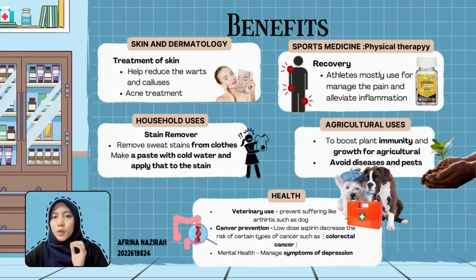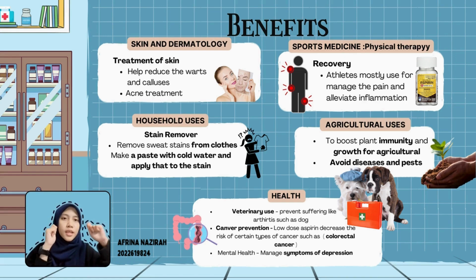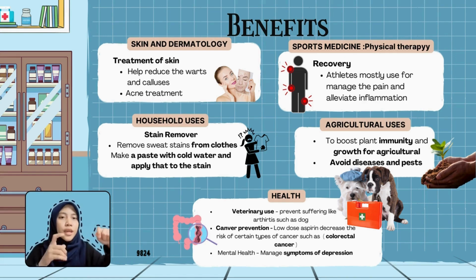Finally, aspirin can also be used in household chores as a stain remover, especially for clothes. So, do you know how to remove a stain from clothes? Here is the tip. Add some aspirin and mix it with cool water, and apply it at the spot that has a stain on it. Wash it until the stain is removed. So, this is the effect of aspirin as a stain remover in this picture.